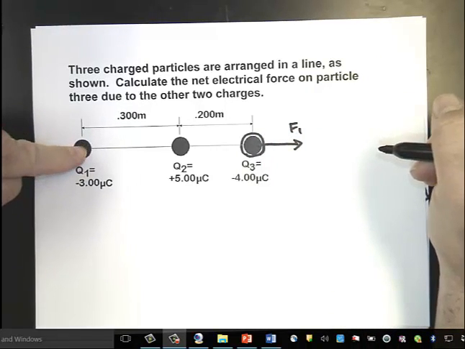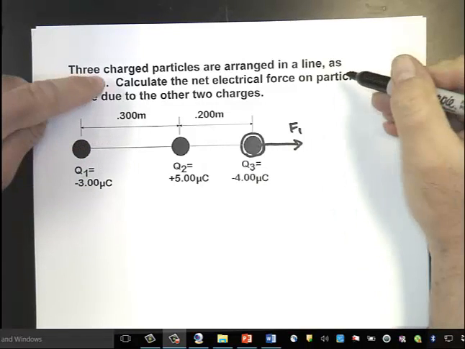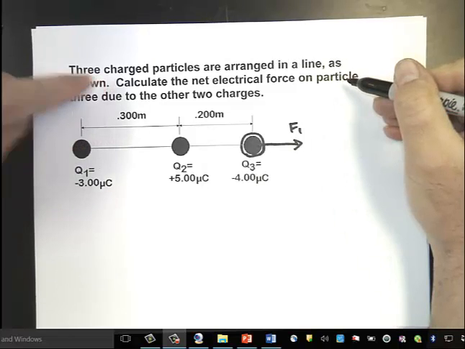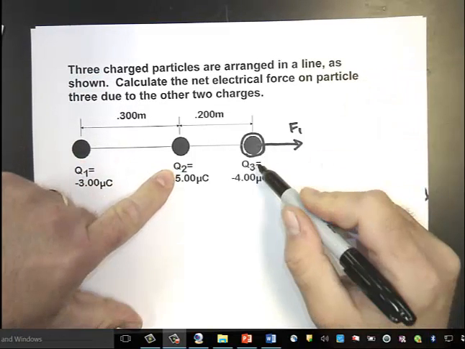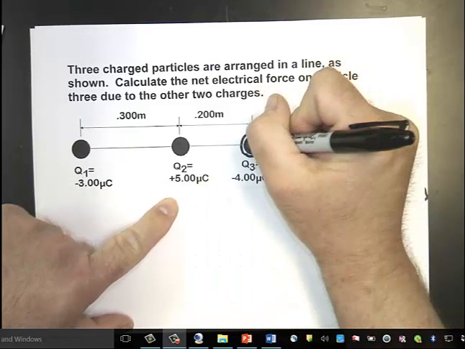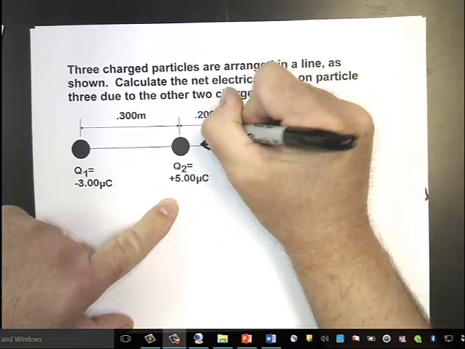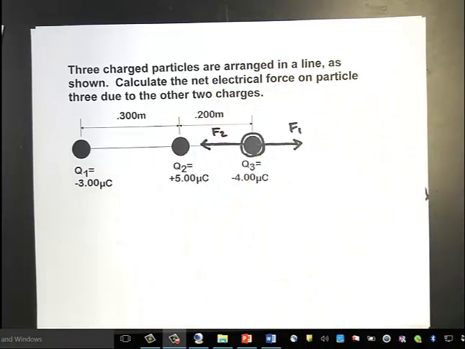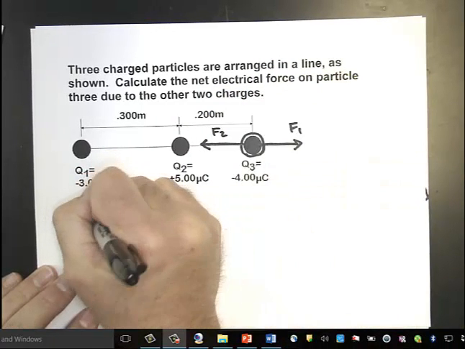Does Q1 feel a force due to the presence of Q3? Absolutely, but we don't care. It says calculate the net electrical force on particle 3. So Q2, what does he do? Well, he's positive, Q3 is negative, so we know that he's getting attracted by Q2. So I'm going to call that force 2. Okay, we're going to use the equation twice.